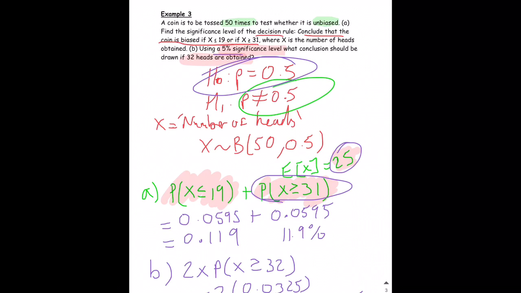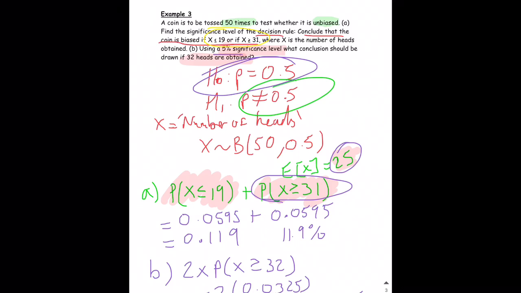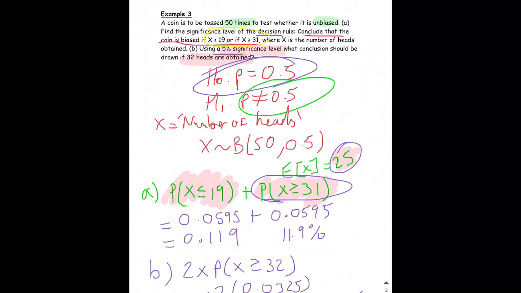So importantly then, the probability of your critical region, your decision rule, is your significance level. That's important. Your critical region is just the sample values where you start rejecting H naught, and your significance level is the probability of where you start rejecting H naught. So the probability of your critical region is your significance level. If they ask you to work out a significance level, then you just work out the probability.